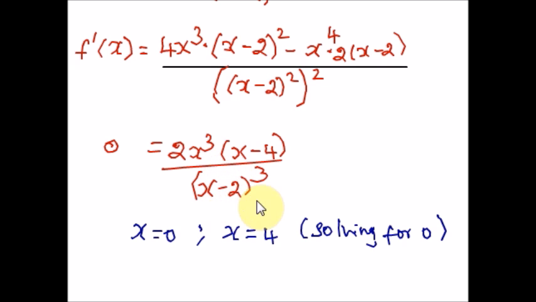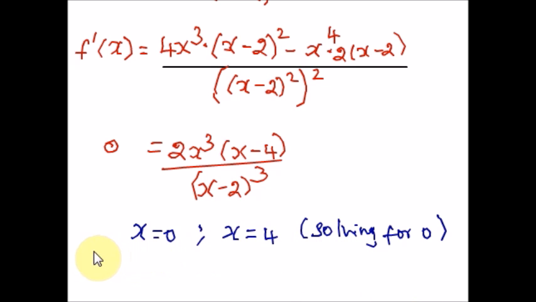So if I set x minus 2 equal to 0, I'll get x is equal to 2. At that point, the graph will be discontinuous. You should know where the graph is discontinuous. Then it will be easy for you to find the intervals where it is increasing and decreasing. So x is equal to 0 and 4.